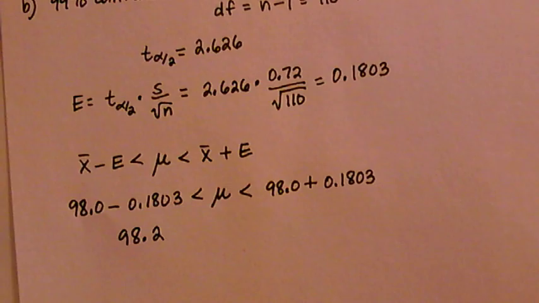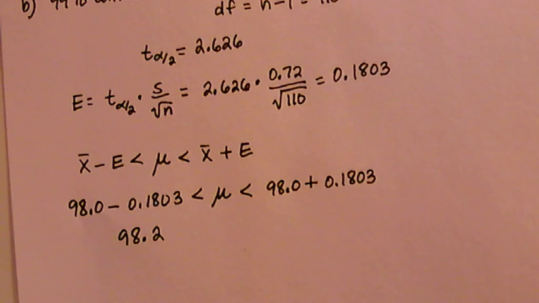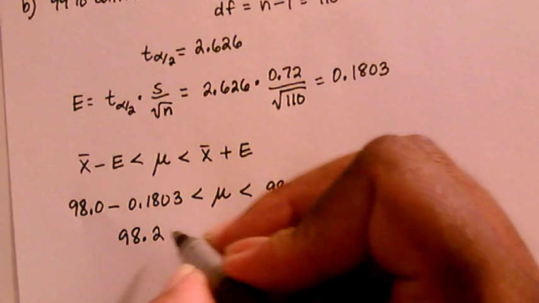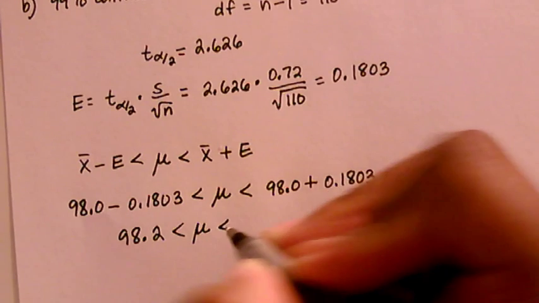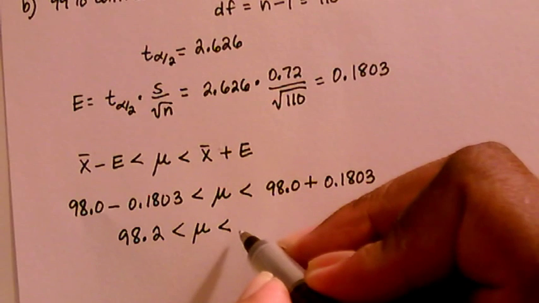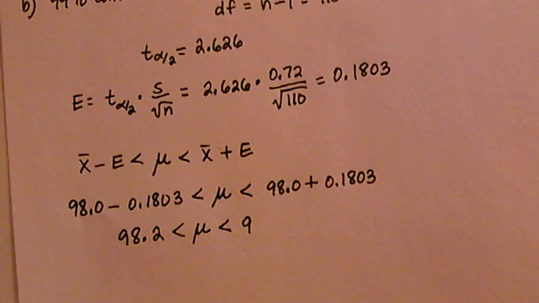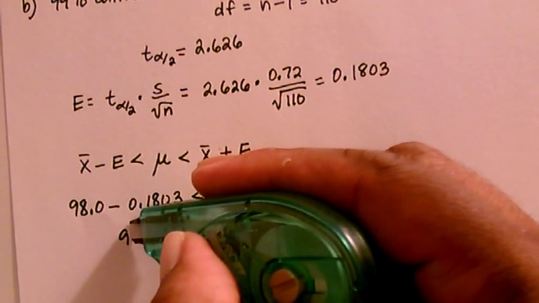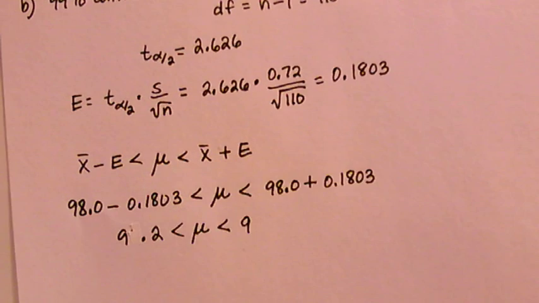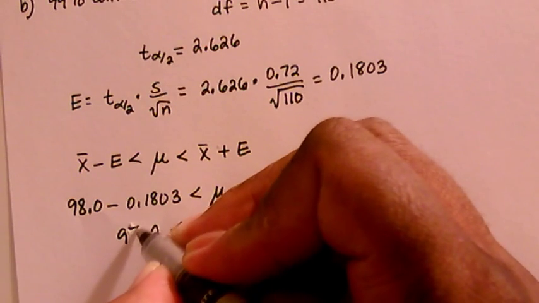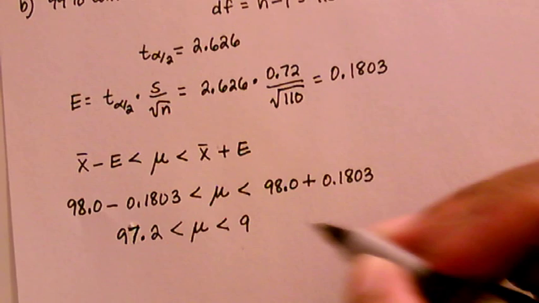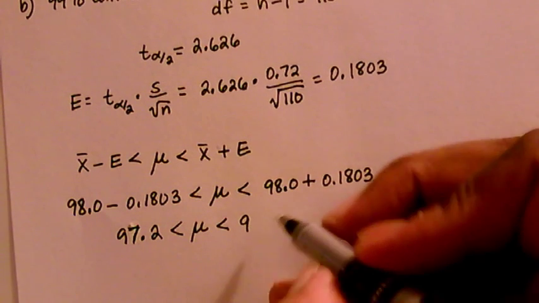Now I'm saying 98.2 because our sample mean is to 1 decimal place. So the limits must be rounded to 1 decimal place. So it'll be 98.2. That's less than mu and less than, I'm sorry, this should be 97.2. I'm subtracting. Okay, so this is 97.2. And the upper limit will be 98.2.